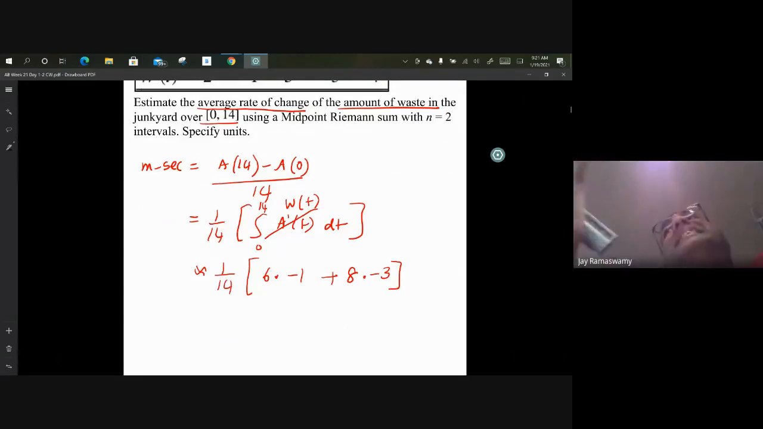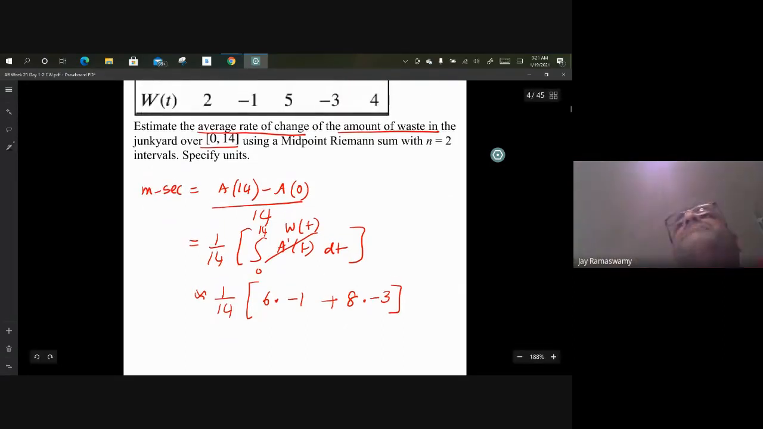And then finally, this is the tricky one, guys. It says mention units. Everybody look at the board. So we did the average rate of change of the amount function. In other words, it's an m-sec for the amount function. So you'll give me the slope of the amount function. So what will the slope be?